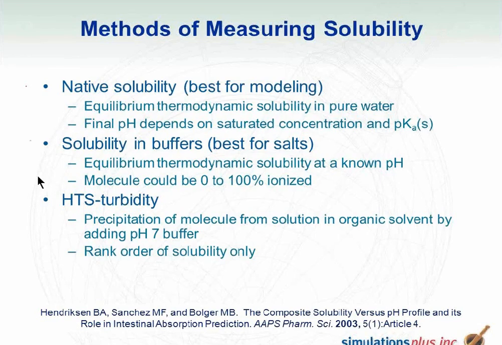The next method illustrated here is solubility in buffers. This is best for salts. Again, we get an equilibrium distribution, but here we're using a buffer, so it's at a known pH. And the molecule can be anywhere from 0 to 100% ionized. And finally, we have HTS turbidity assays. This is precipitation of the molecule from an organic solvent by adding a pH 7 buffer, but it only provides rank ordering of the solubilities.